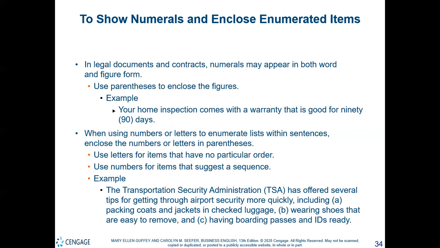When using numbers or letters to enumerate lists within sentences, enclose the numbers or letters in parentheses. Use letters for items that have no particular order. Use numbers for items that suggest a sequence. Example: The Transportation Security Administration (TSA) has offered several tips for getting through airport security more quickly, including (A) packing coats and jackets in checked luggage, (B) wearing shoes that are easy to remove, and (C) having boarding passes and IDs ready.